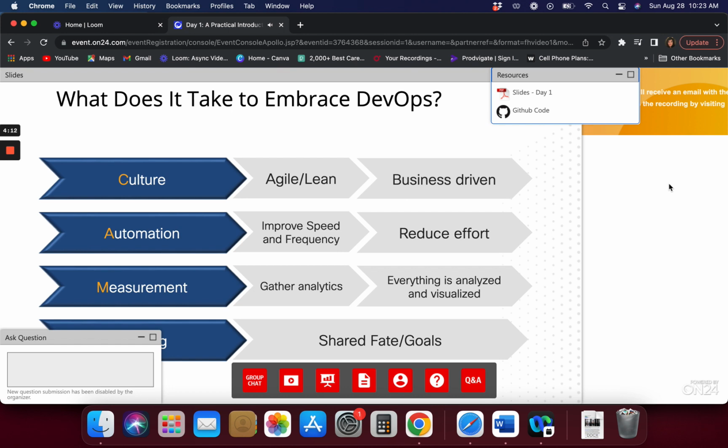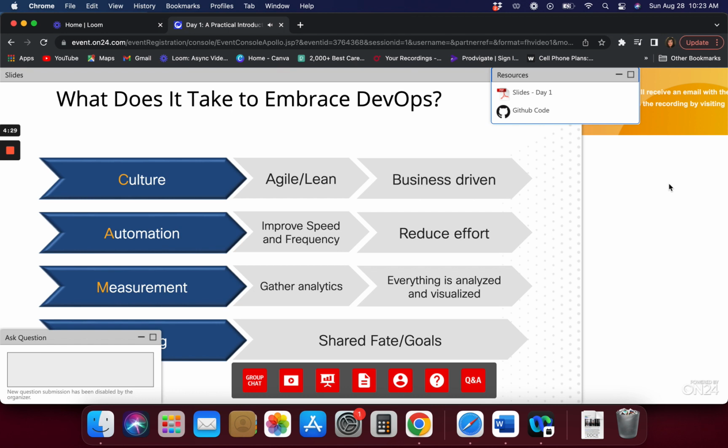And that will allow you to leverage this component. And last but not least is the sharing aspect of it. Within DevOps, one of the key things you have to do is create a shared fate environment for the different parts of the business that are part of this. I mentioned before the dev and the ops team.